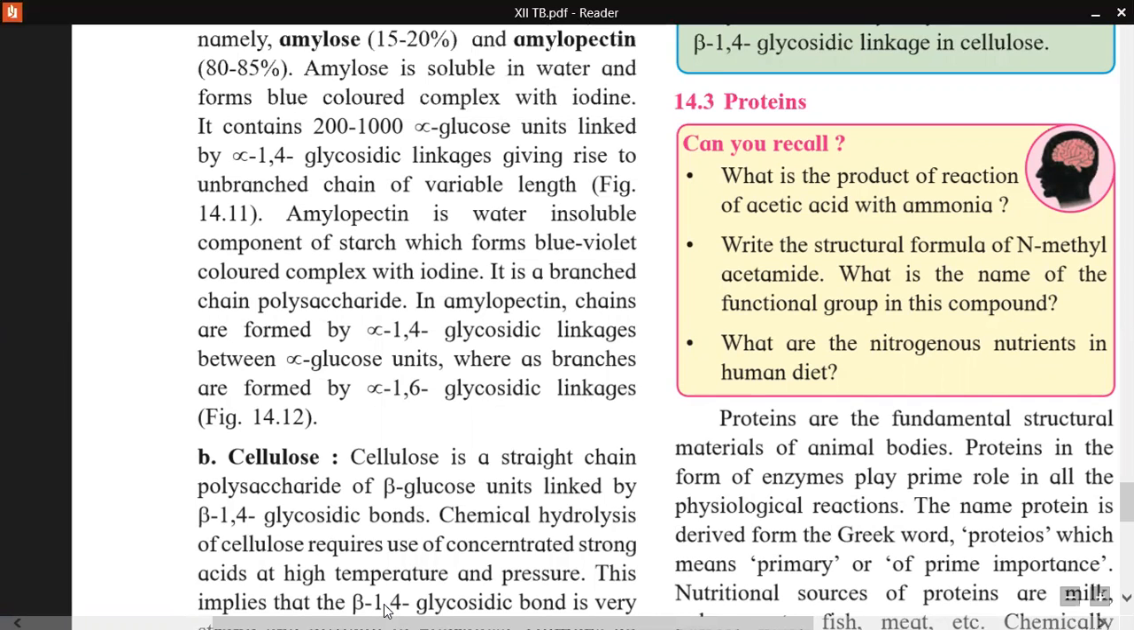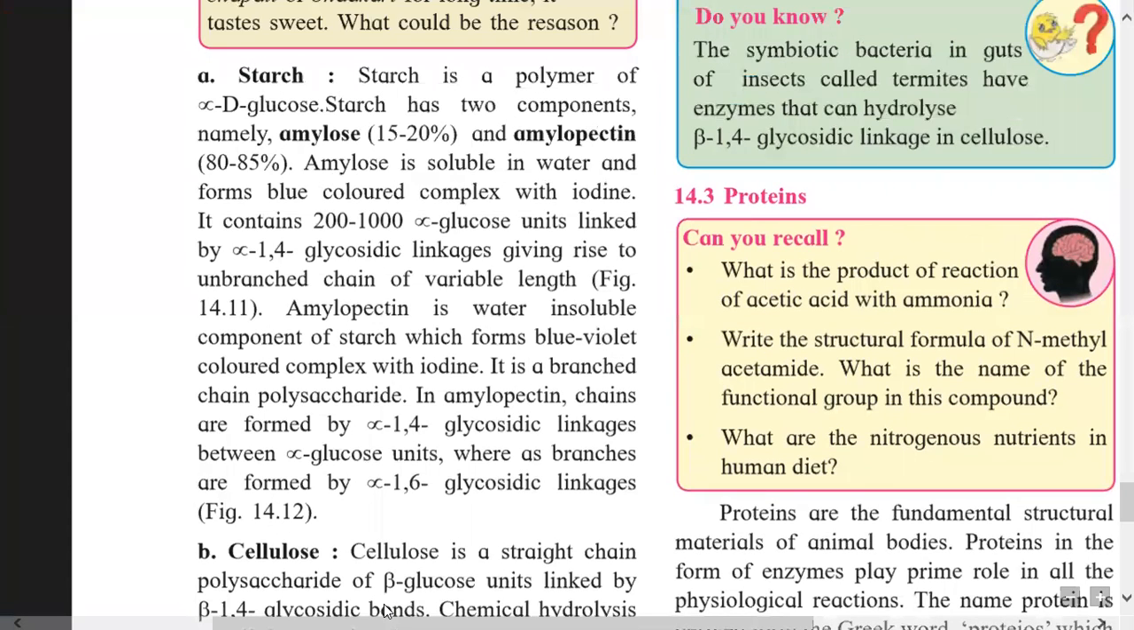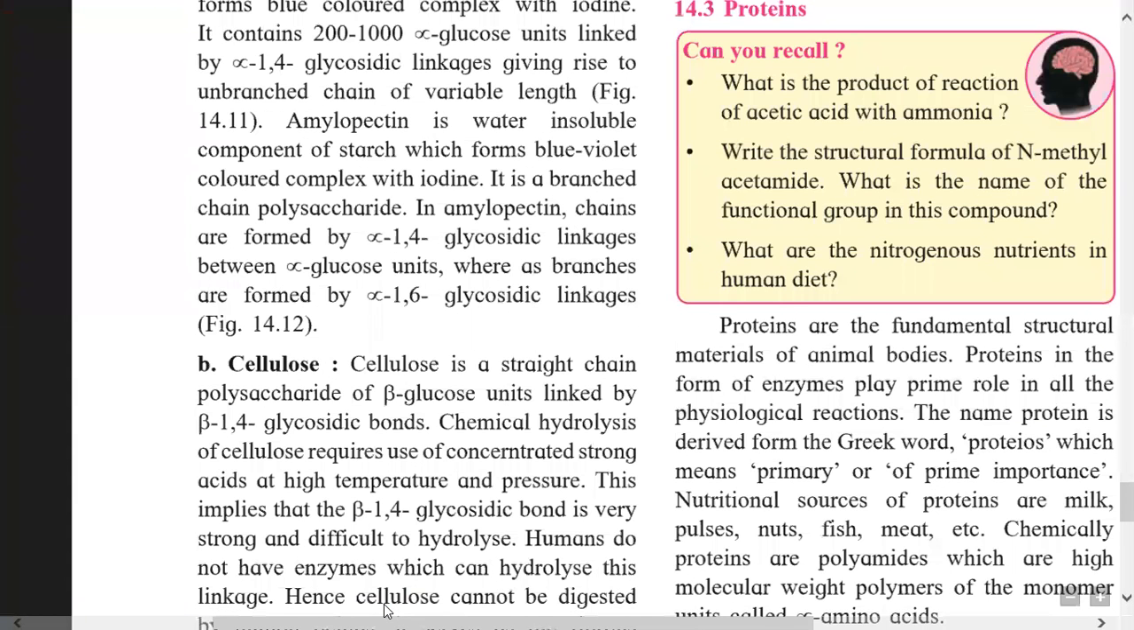Today we will study, from the biomolecules, proteins. The next type of biomolecule is a protein. So, what are proteins? The proteins are fundamental structural materials of animal bodies. Proteins in the form of enzymes play an important, prime role in all physiological reaction processes.